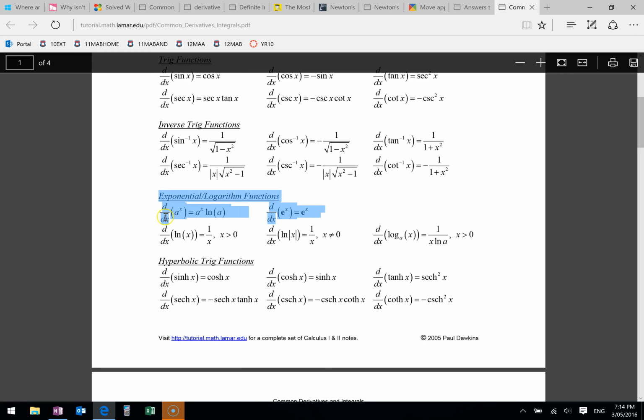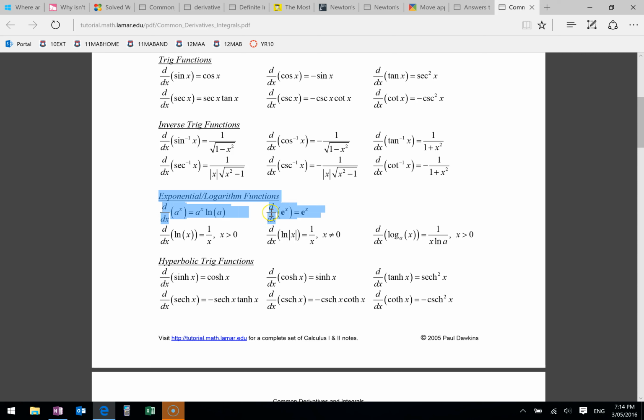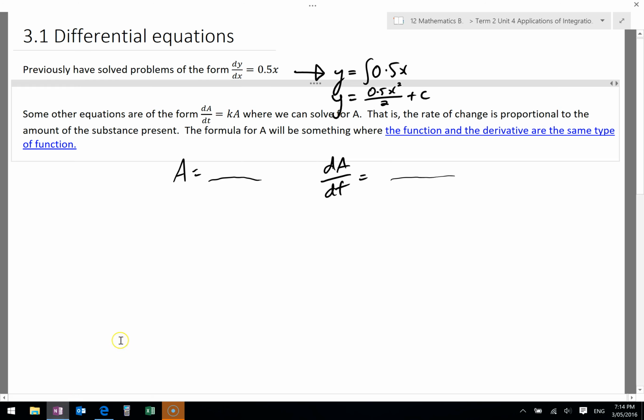In exponential functions, the derivative of an exponential function is the exponential function times a number. Same with base e. So over here, we're expecting to get A equals something with e to the power x in it. We're going to derive it by first principles, so I'll be able to do it manually, but this is the idea. So hopefully we get something with e to the power in our solution for A.